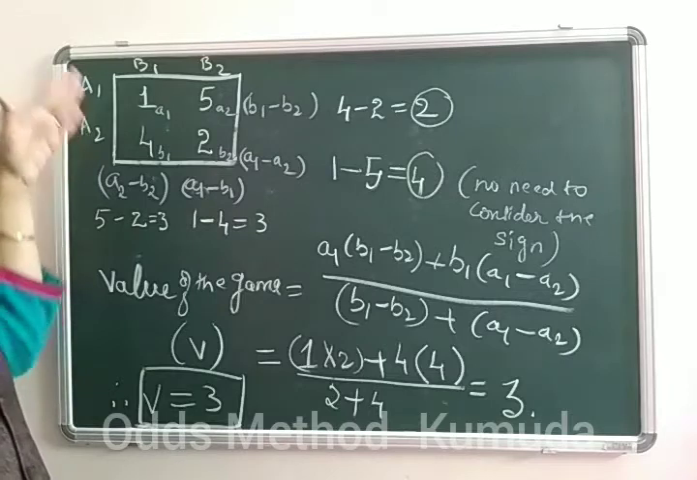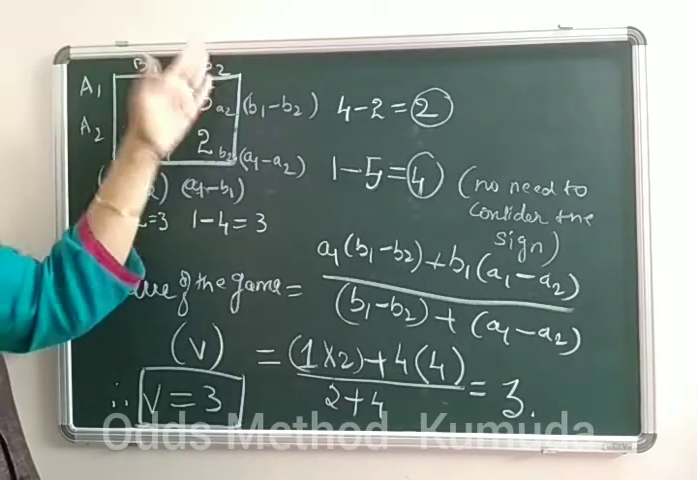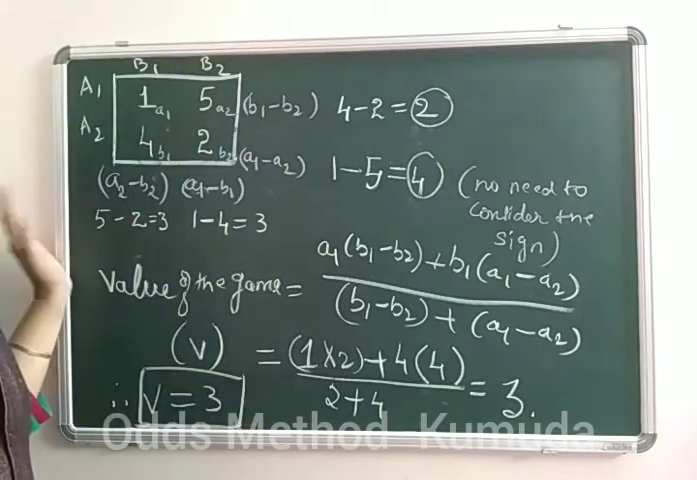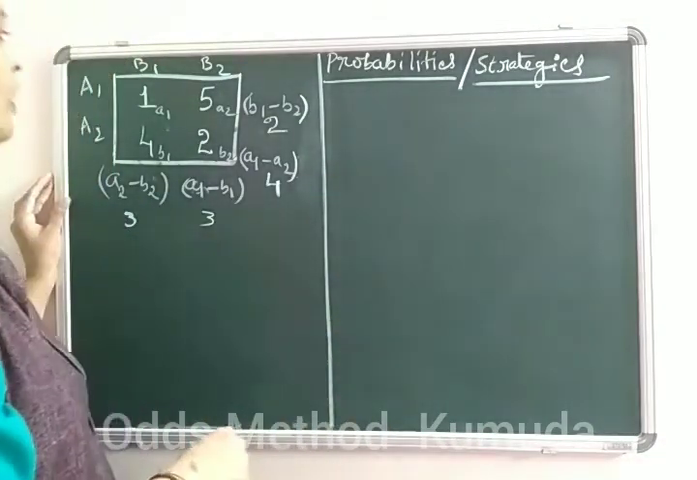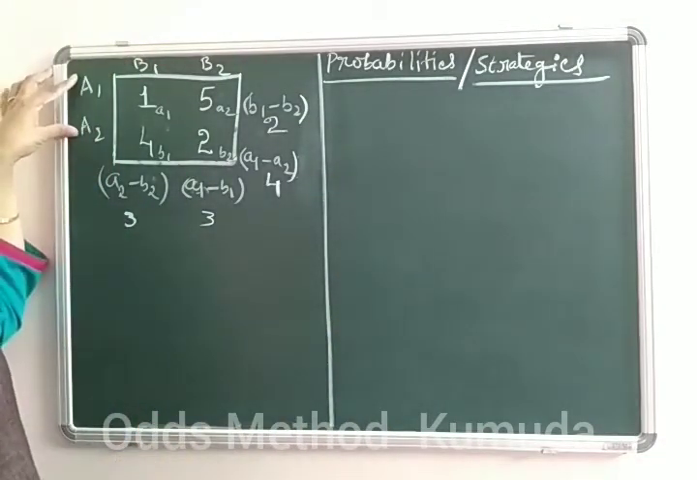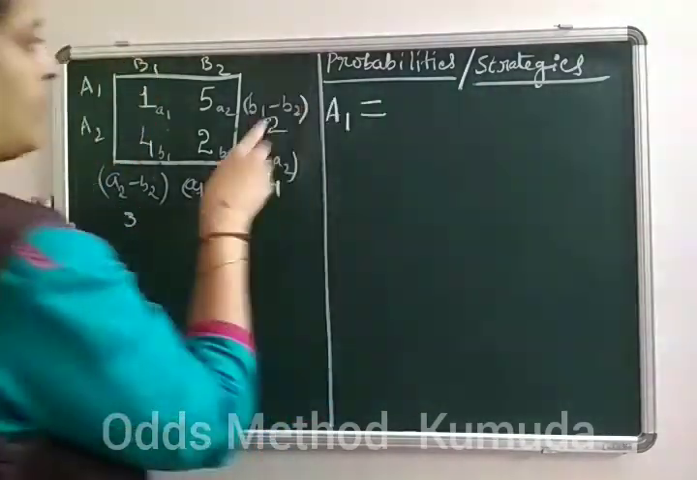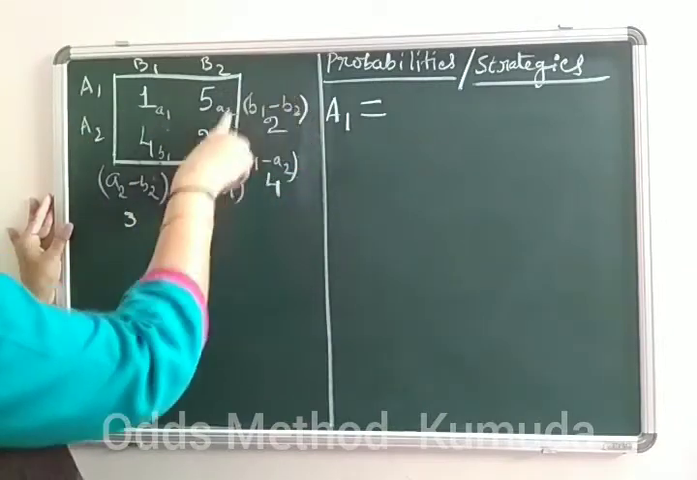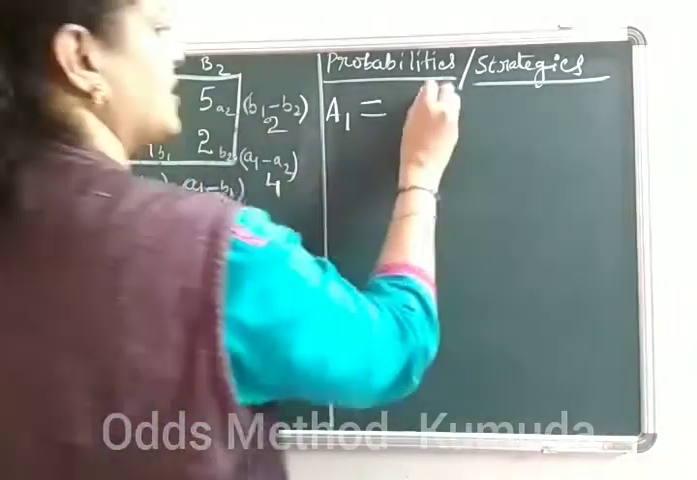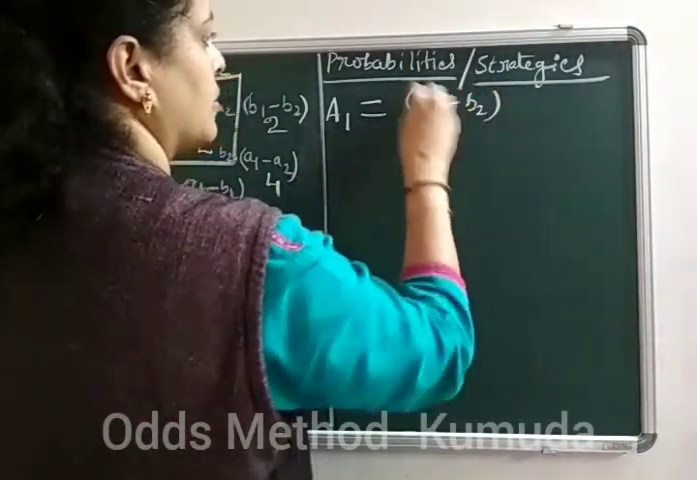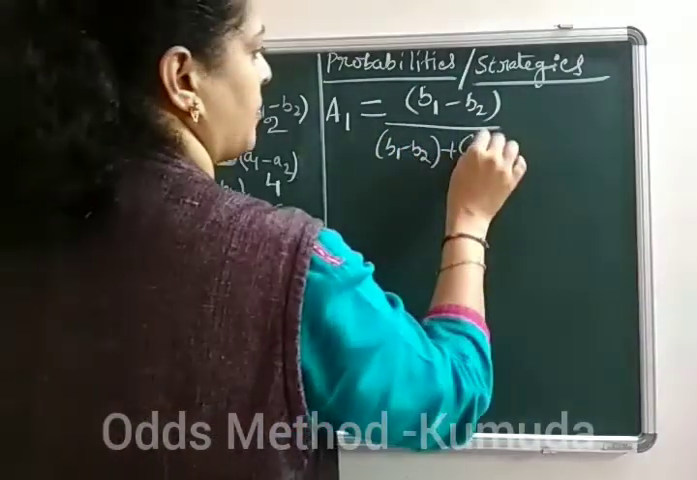Now we are supposed to find the strategies, because player A has A1, A2 as strategies, player B has B1, B2 as strategies, and we find the strategies for the same problem. Let us find the probabilities or the strategies. Now we can see that the player A has two strategies called A1 and A2. So the first strategy A1 is given by the formula. The respective value here is B1 minus B2, so B1 minus B2 divided by the sum of the differences, B1 minus B2 plus A1 minus A2.